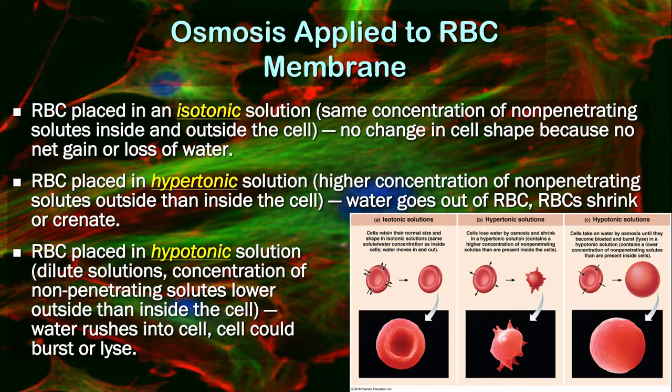So our solution could either be isotonic, hypertonic, or hypo. The first thing we need to figure out is, what does that mean? So, these terms describe the solute concentration of that solution you're adding around the cells. So our next question is solute concentration.